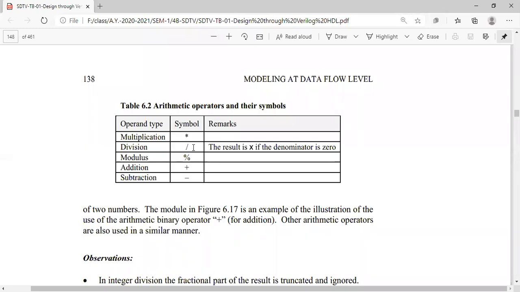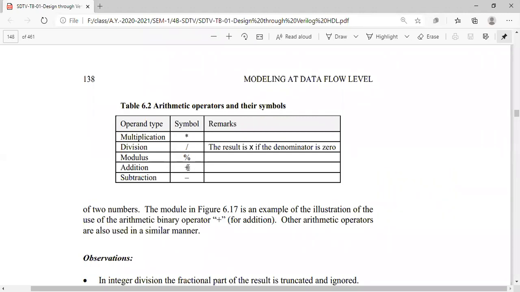So we are performing a division, and the result is x if the denominator is 0. Just a remark. What we want to know here is the difference between this and this. We use this symbol for division, and we call this one the modulus. Modulus means it is going to give you the remainder value. You can observe the difference, and we'll see the example here. We have a table for it also.